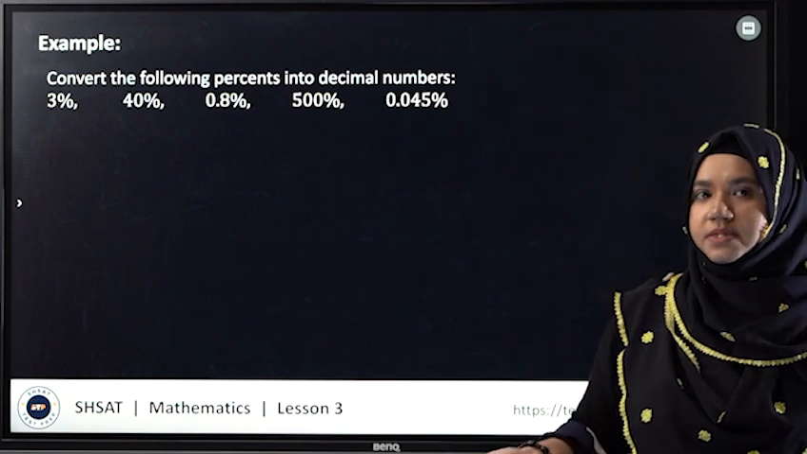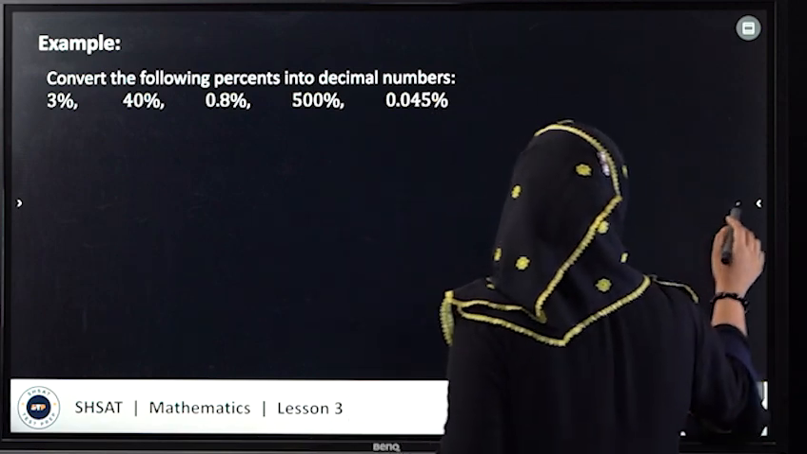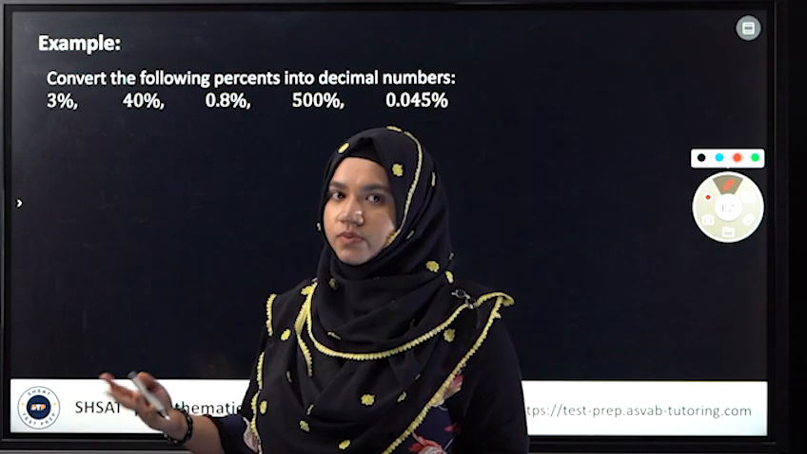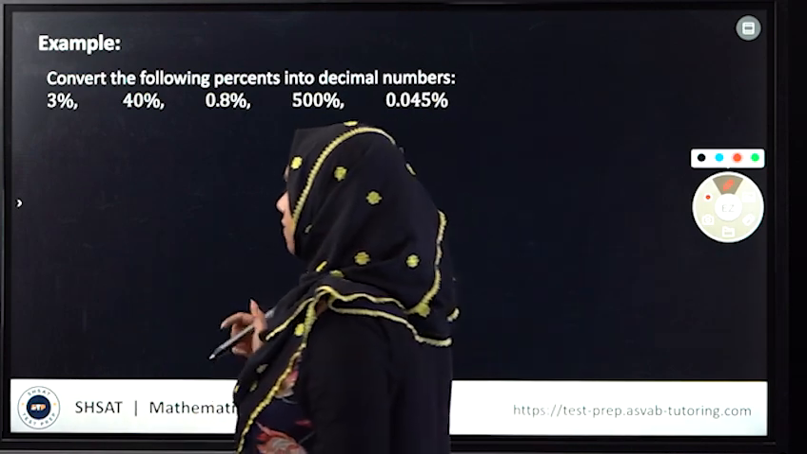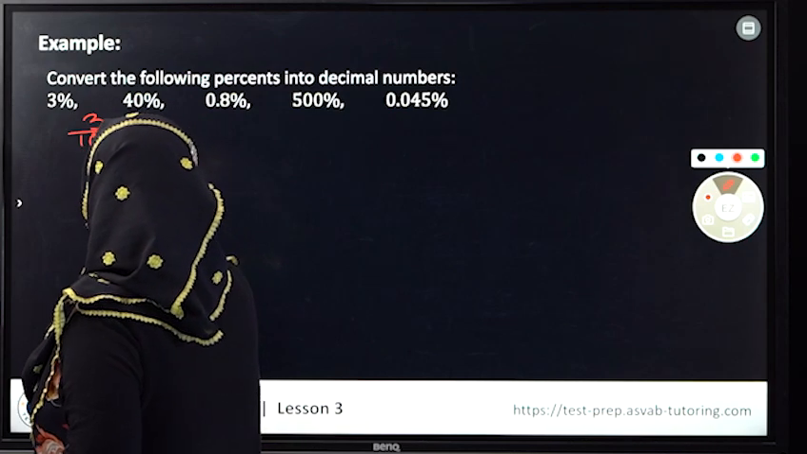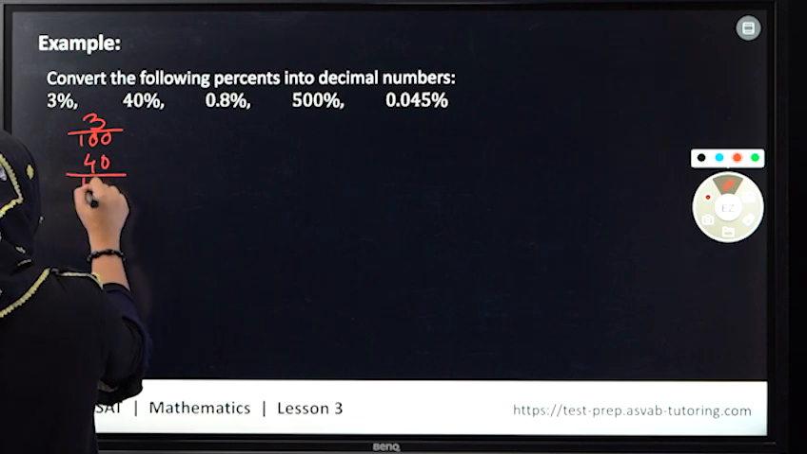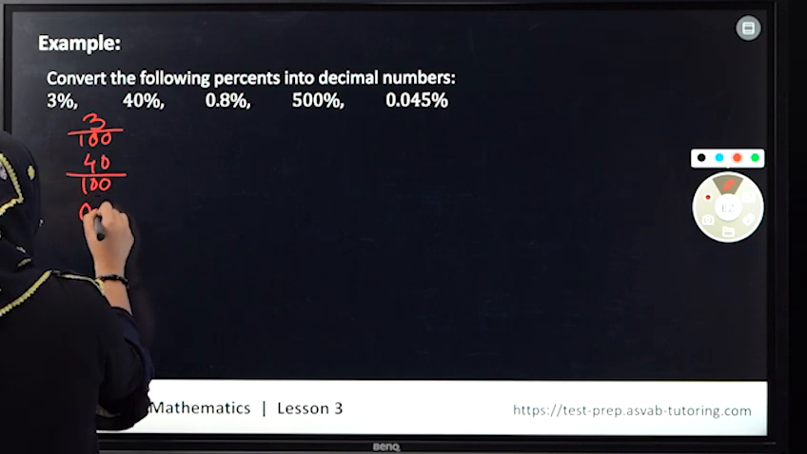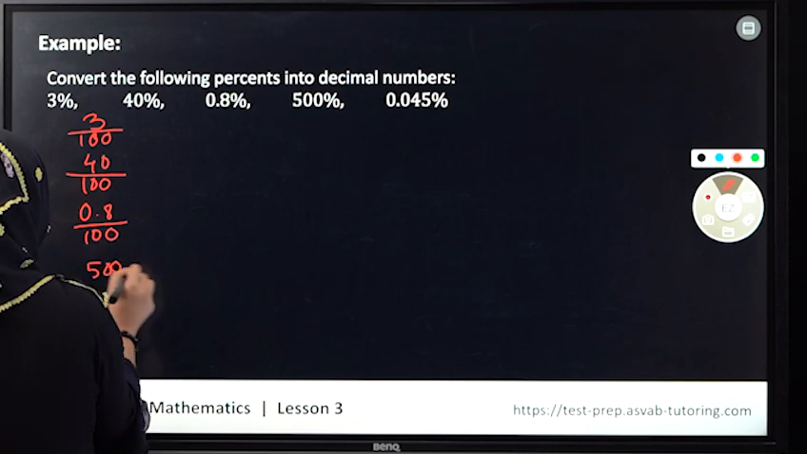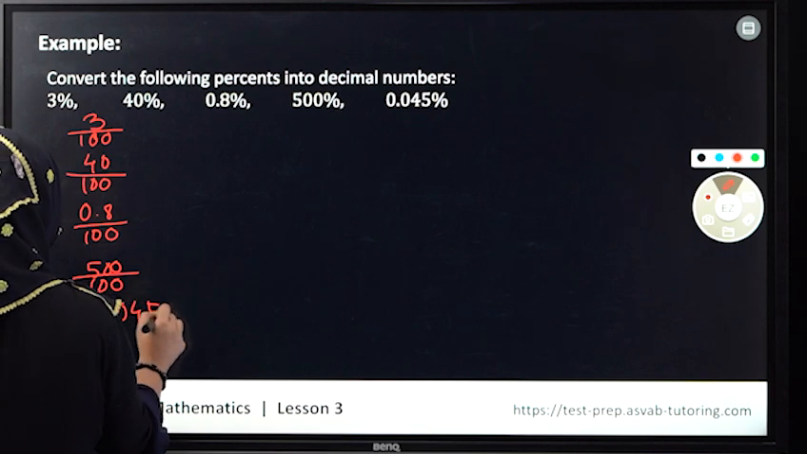Now, it's the opposite. We need to convert these percents to decimal numbers, okay? Just like we did multiplication, we did times 100. Now, for this particular math, we need to do divided by 100. So basically, all of these percents that you see, you need to divide all of these by 100. So let me just write this down real quick. And 0.045 divided by 100.